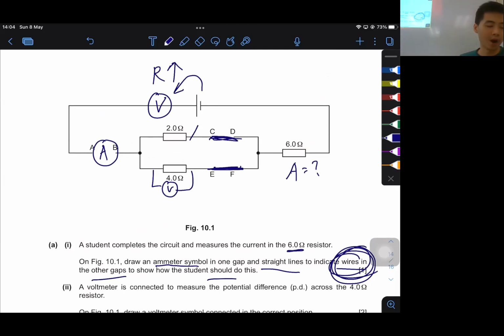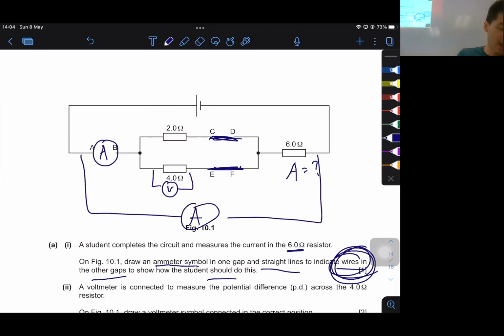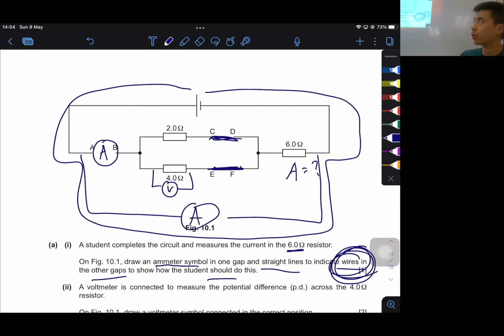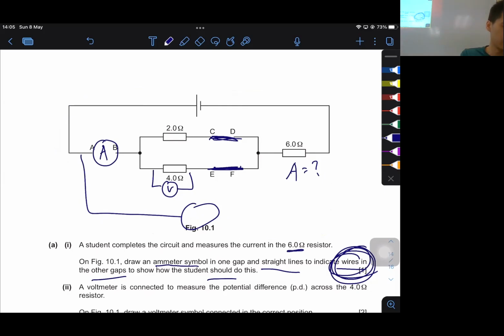The same reason why you cannot connect an ammeter in parallel. If I connect an ammeter in parallel like this, because the ammeter has such low resistance, all the current will flow through it and thus ignore all the components inside. Voltmeter, high resistance. Ammeter, low resistance. That's why we connect them in parallel and in series respectively.